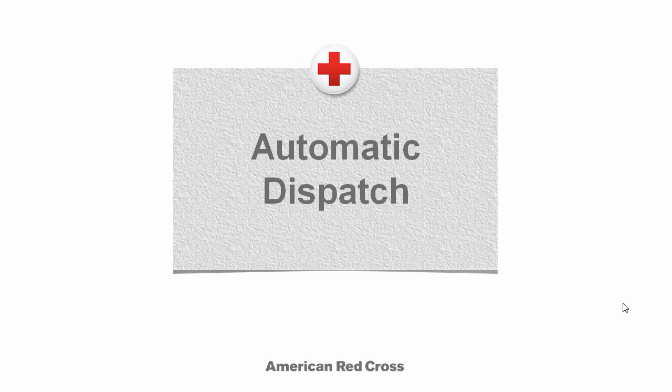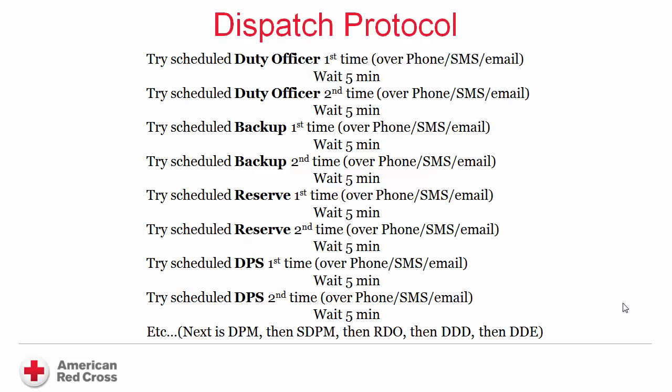Let's talk about automatic dispatch. The dispatch protocol follows the dispatch standard operating procedure, in which we call a duty officer, backup, reserve, DPS, DPM, senior DPM, RDO, DDD, and then finally DDE. You'll notice that the system will try each of those roles or each of those individuals twice. After each attempt, it will wait 5 minutes before the second attempt, and then after another 5 minutes, it will go to the next person on the list.